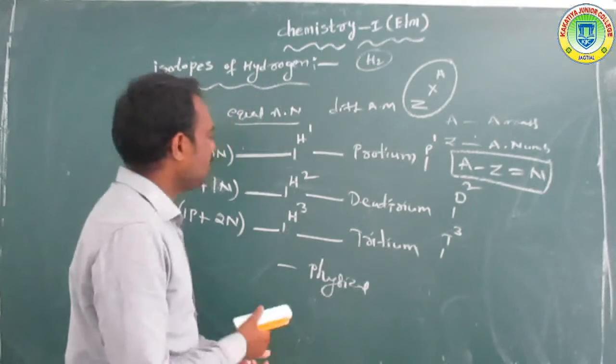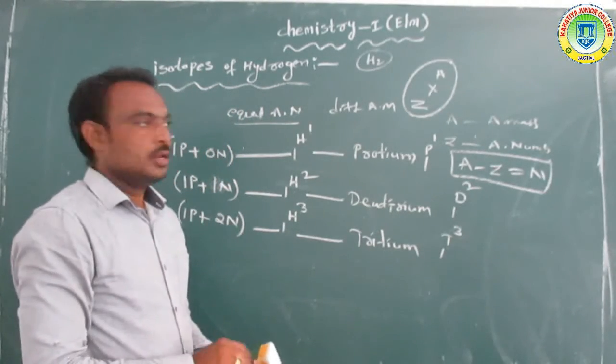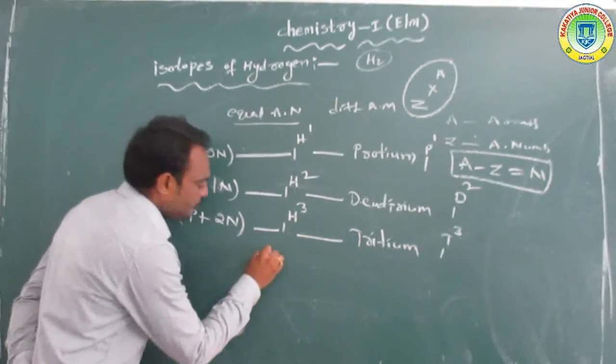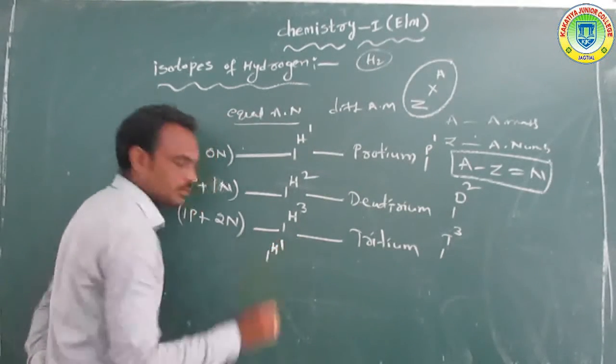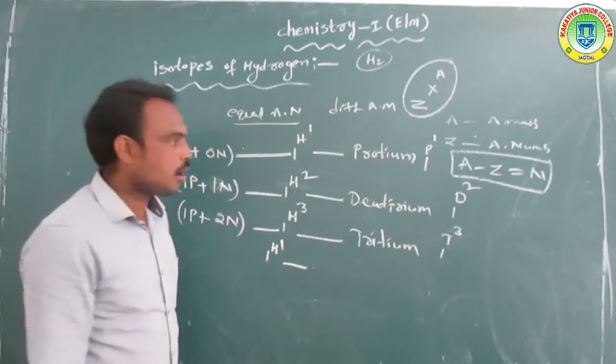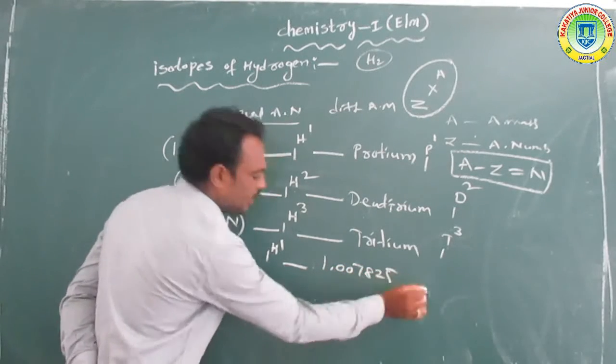Suppose, for example, 1H1 contains atomic mass 1.007825.